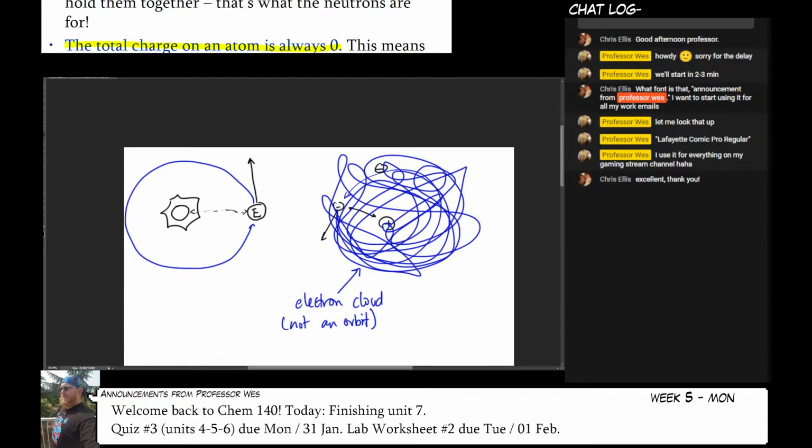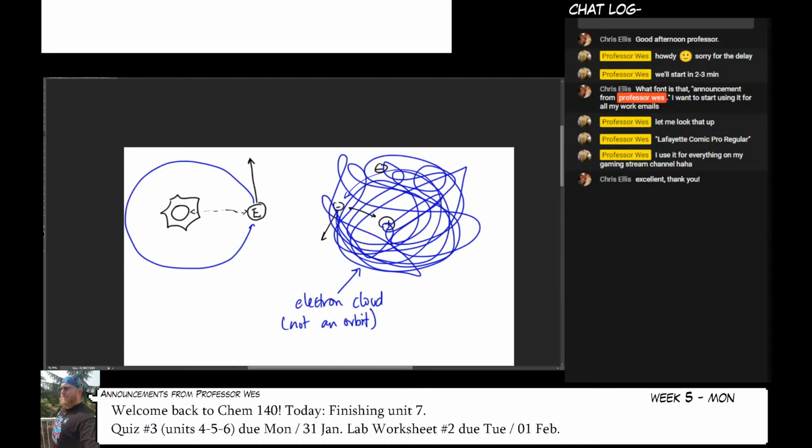Now, because there are electrons on the outside, we can change the number of electrons around a nucleus. And that's actually pretty trivial to do. So the result of that would be called an ion. An ion does not have the same number of protons as electrons.